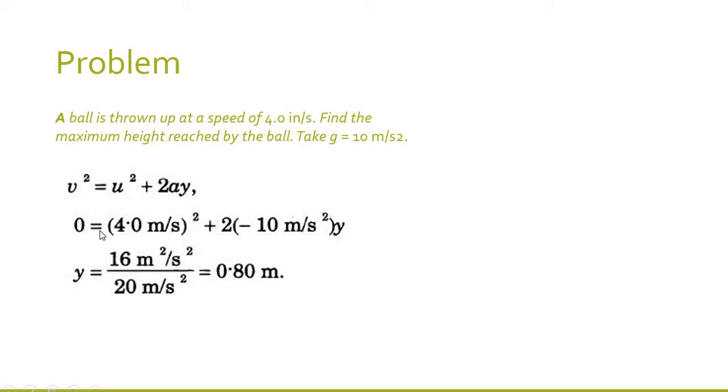The ball will be coming downwards after that. So final velocity will be 0. Initial velocity is given as 4 meter per second, and the acceleration, we know, is minus 10. So 0 equal to 4 meter per second whole square plus 2 into minus 10 meter per second square into y. Solving this, we get y equal to 0.8 meters, which is the maximum height reached by the ball.